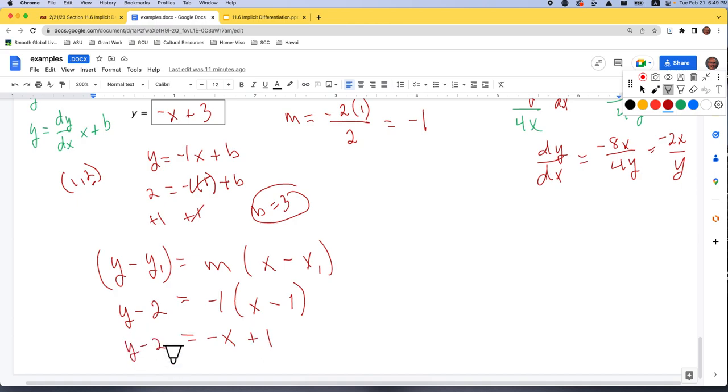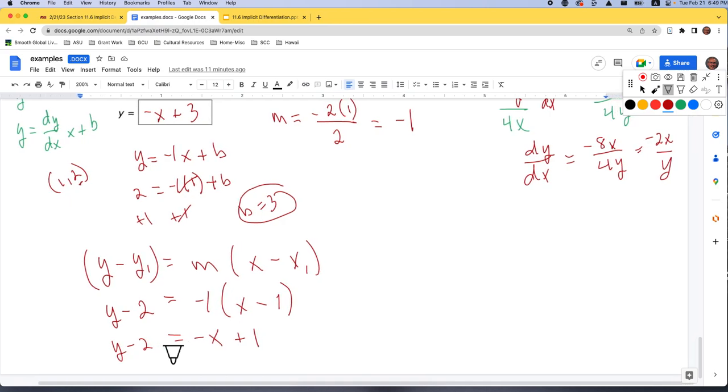Add 2 to both sides. Can't go any further. And that gives us y equals negative x plus 3.